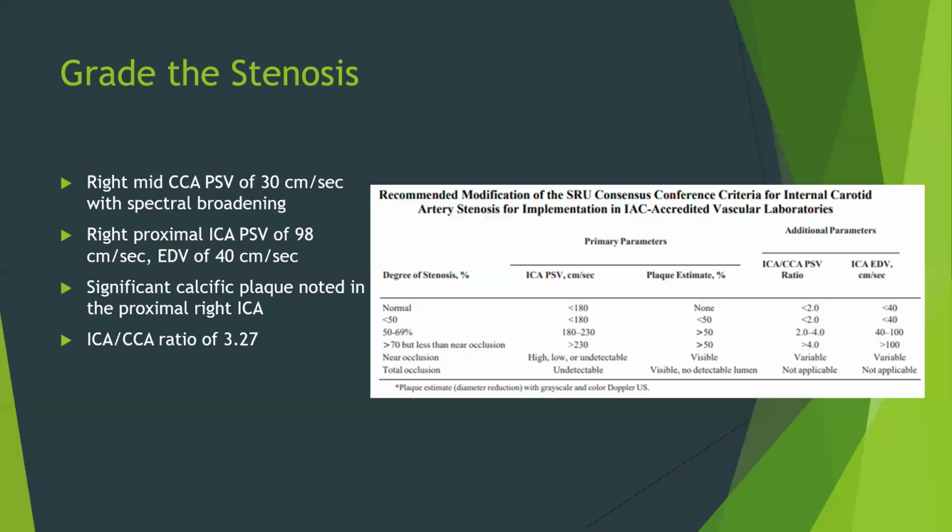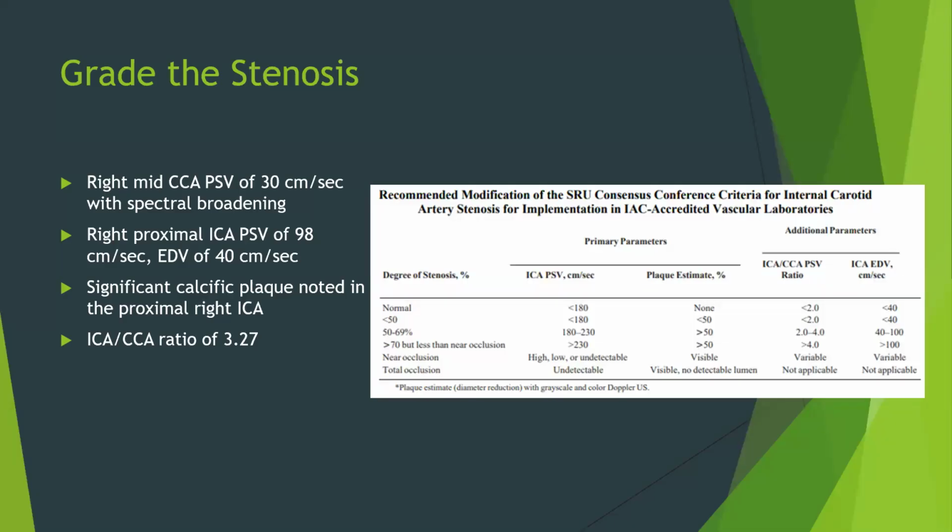All right, I like what I'm seeing in the chat here. Okay, this is a tough one, simply because of that CCA being 30 centimeters per second with spectral broadening, we almost can't grade this. So we can't specifically say that there's a 50 to 69% stenosis. I really like, though, that you guys were looking at that ratio, okay, that 3.27 ratio, which falls in that 50 to 69% stenosis, okay?